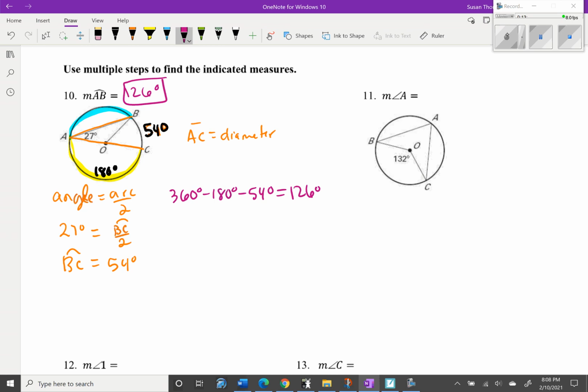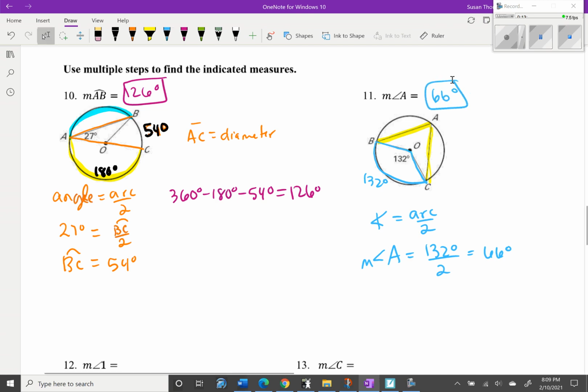Looking at the next one, we want to find the measure of angle A, which is right here. How do we find that measure? We know that this central angle is 132 degrees, which means that this arc BC is 132 degrees. So again, the angle equals the arc divided by 2. So angle A measure is equal to the arc, which is 132 degrees divided by 2, which gives us 66 degrees. Again, don't forget to make sure you label your degree symbol.